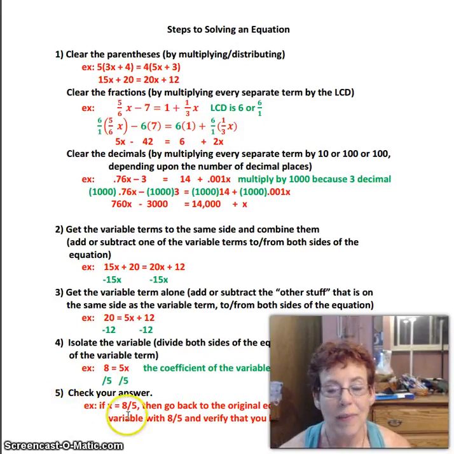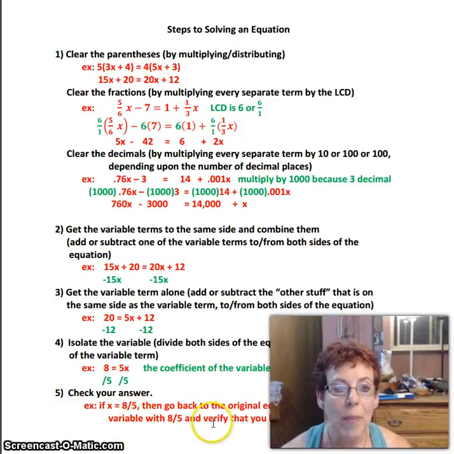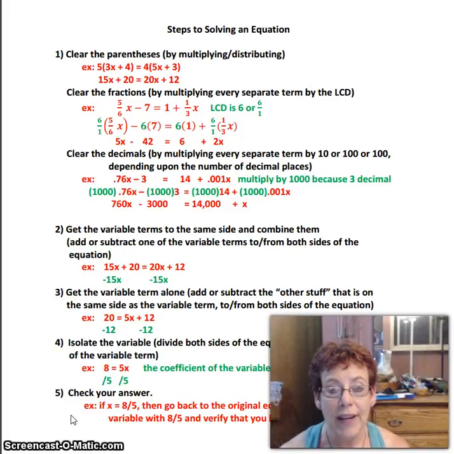This is the step that a lot of you are missing. Once you get an answer, it doesn't matter what the answer is, you have to go back to the original equation, the one we started with. Plug that number in, replace the variable with the answer you got, and then work through using PEMA, P-E-M-A: parentheses or package, exponents, followed by multiplication or division, then that followed by addition or subtraction. When we're doing the multiplication and division, we work from left to right. When we're dealing with the addition and subtraction, we also work from left to right.